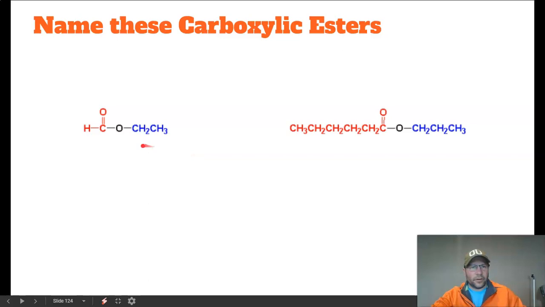Okay, let's try some other ones here. Look at this. So here's the side that has the carbonyl group. There's only 1 carbon, so that's called methanoate. And then you have this side over here, which is ethyl. So this would be called ethyl methanoate. So ethyl methanoate, right? This one right here, look at this. Here's the carbonyl group. See, this is the other side. There's 1, 2, 3, 4, 5, 6. So we're looking at hexanoate, and then 1, 2, 3. So we've got propyl hexanoate. Yay! That's it. So propyl, and then hexanoate.